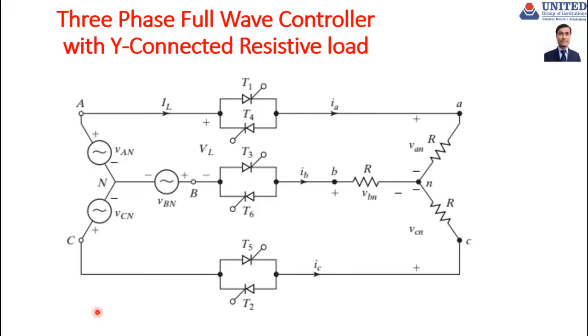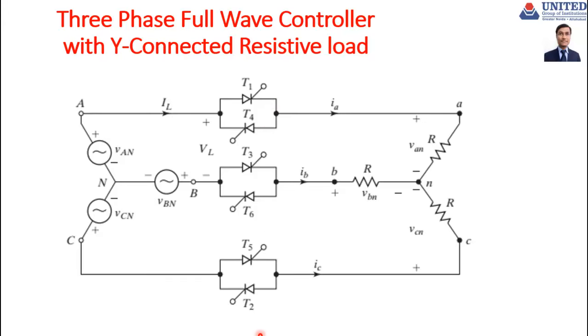Basically there are different circuit configurations of three-phase AC voltage controller, and all these configurations operate in different ways. Here we see the circuit diagram of a three-phase full wave controller with star connected resistive load. From this figure we see that the star connected three-phase supply is applied to the star connected resistive load through anti-parallel SCRs in each phase. Here we can also use a triac instead of anti-parallel SCRs.